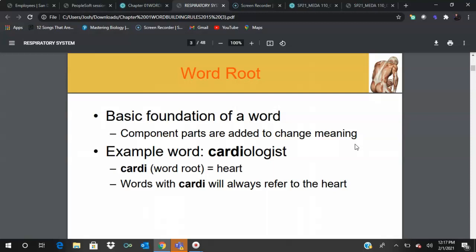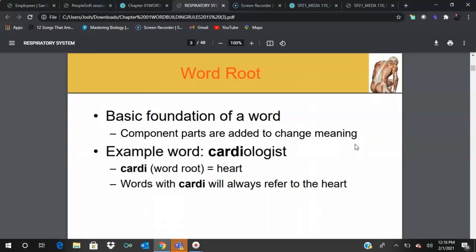The first thing we'll talk about is the word root. And the word root tends to have a lot of Latin origin, and so some of these words you'll see even in the French language and Spanish as well. So the word root is considered the basic foundation of a word. You have different components that can be added to the word root that change the meaning of the full word. The word root itself always stays the same, but you can add suffixes to the end or a prefix to the beginning, and it changes the meaning of the overall word.